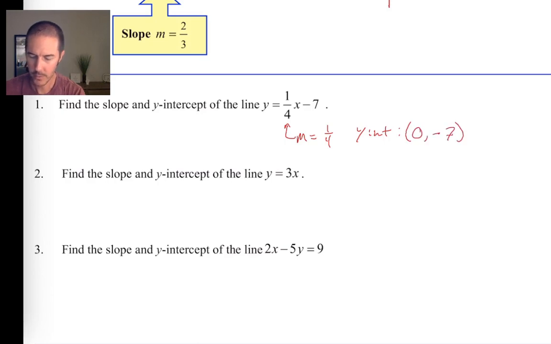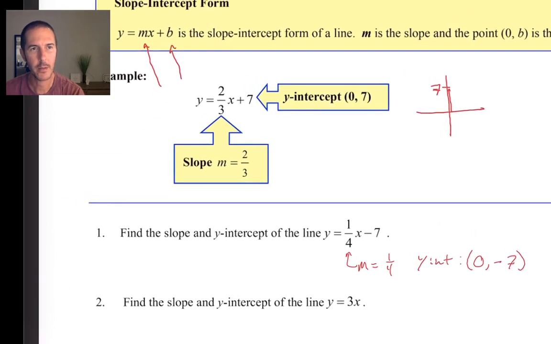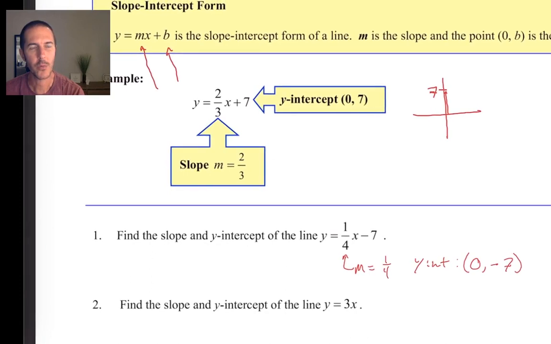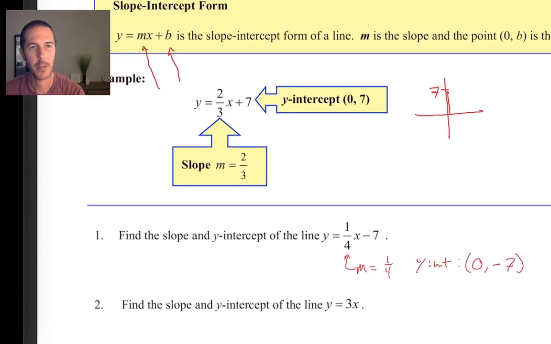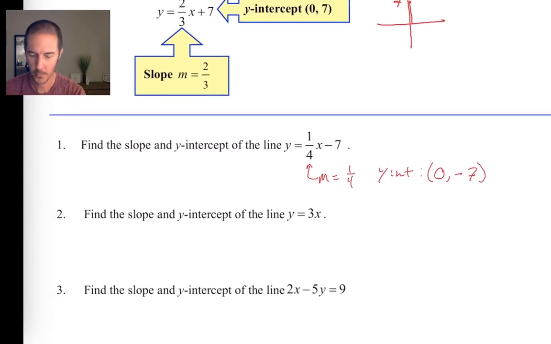So remember, the slope-intercept form is behind my head. There it is. Y equals mx plus b. And that plus b, we have to be careful there, because if it says minus, we have to realize that what we're really doing is adding a negative number. So there, our b value can be more clearly seen as a -7.